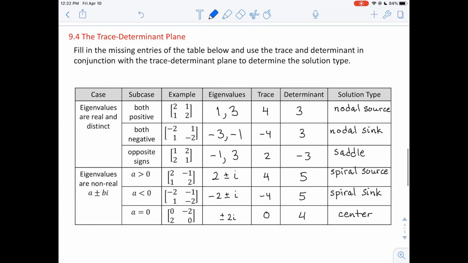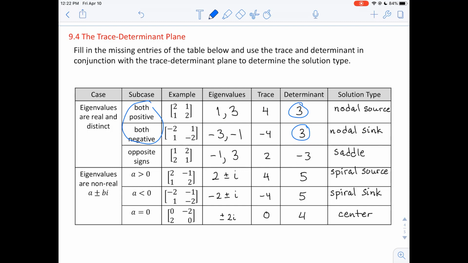Okay, let's see if we can figure out where these cases are going to happen. All right, so in the cases where both eigenvalues are positive or negative, the determinant will be positive. So that's going to put us in either the first or second quadrants, but we still have to be below the parabola. And the trace will help us. If the eigenvalues are both positive, then the trace will also be positive.